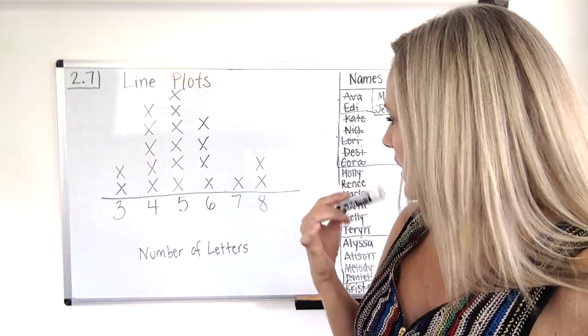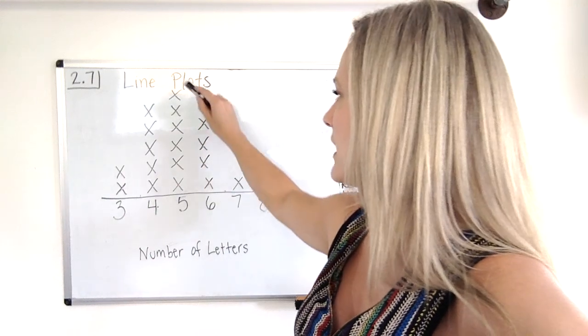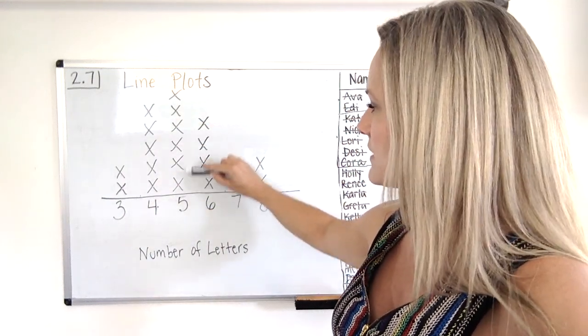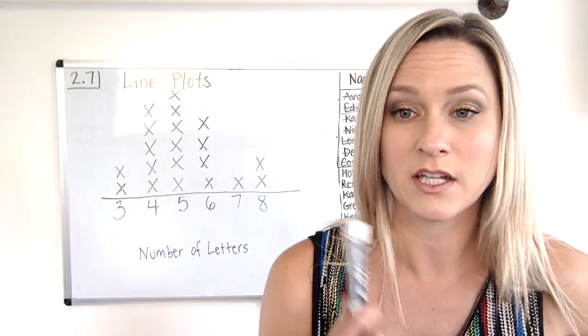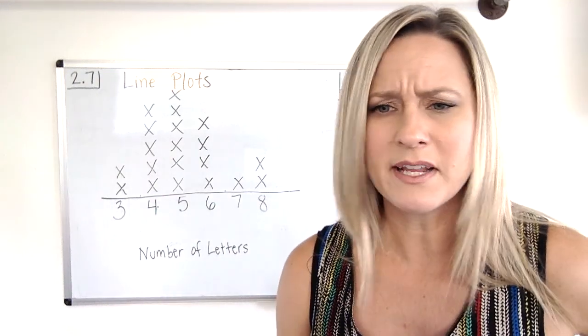What else could you figure out? You could probably figure out the difference between the highest number of plots and lowest number of plots. So this one had 6, this one had 1. So the difference between the highest and lowest was 5. There's so many things to notice.